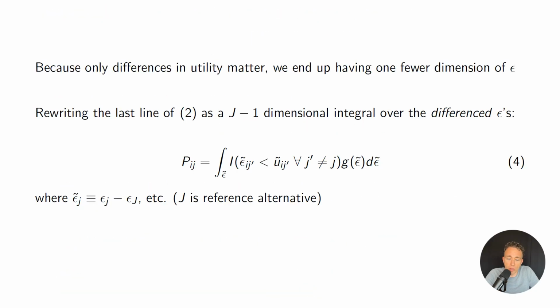So once we impose this differences in utility condition, now we're going to have, instead of a j-dimensional integral, a j-1 dimensional integral. And then the differenced epsilons, we can just put a tilde over it. And this is our new formula for choice probabilities. We've just defined epsilon j tilde as being the difference between epsilon j and epsilon capital J, where we called capital J the reference alternative. But we can choose any option in the choice set to be the reference alternative. That's not going to be a problem. Usually, people will default to have option 1 be the reference or option capital J to be the reference.